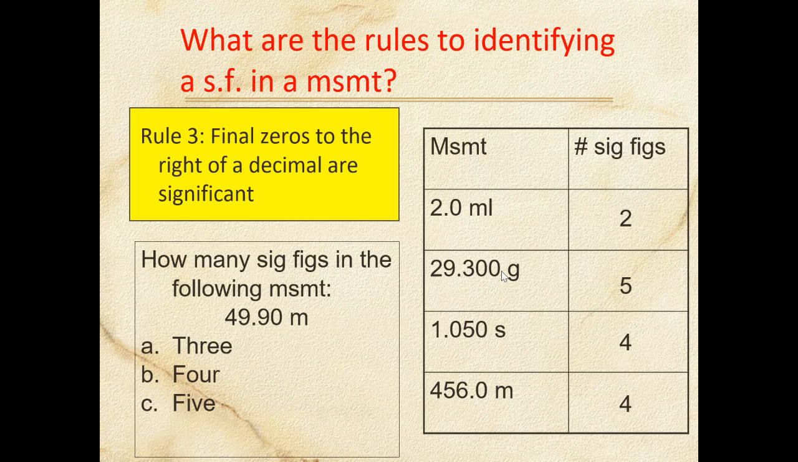In 49.90 meters, the answer is 4. Again, the 0 at the end is a final 0 to the right of the decimal place.